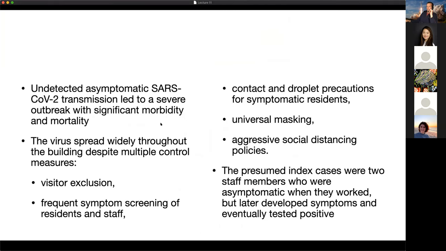Now, the important thing to realize is that this was a facility that tried to do everything they could think of at the time. This is again early in the outbreak. So they were not negligent. They didn't just let the virus spread through. They had undetected asymptomatic transmission that led to a severe outbreak with significant morbidity and mortality. And the key is undetected asymptomatic.